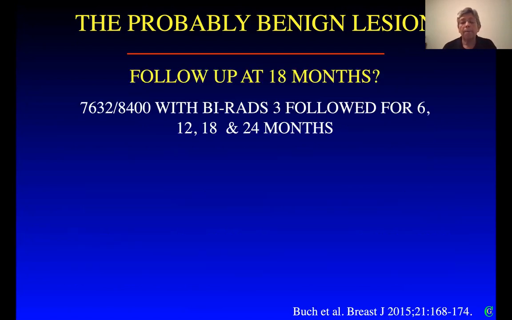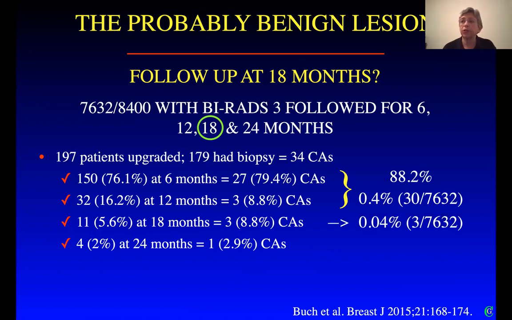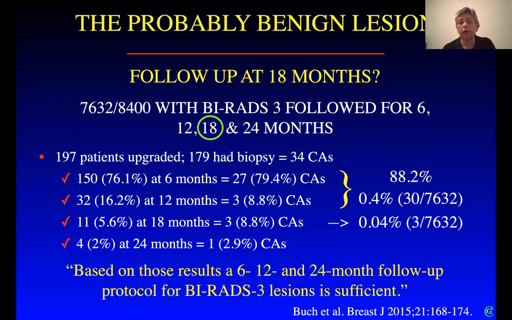There's an additional paper published out of Boston University where they actually looked at 7,632 women with a BI-RADS 3 designation, and they, interestingly enough, added an 18 months follow-up. And if you look, 197 of those 7,600 women were upstaged where a biopsy was recommended. 179 of the patients had biopsies, and they identified 34 cancers. Interestingly enough, again, supporting the 6 month follow-up and the annual follow-up, 88.2% of the patients diagnosed with cancer were diagnosed within the first year. Only a fraction of patients were diagnosed at 18 months. And so consequently, these authors basically state that based on these results, a 6, 12, and 24 month follow-up protocol for BI-RADS 3 lesions is sufficient.